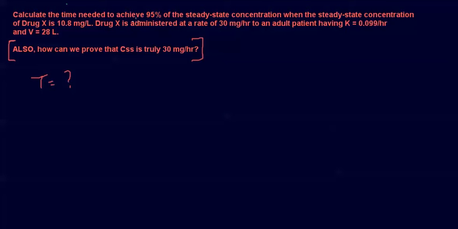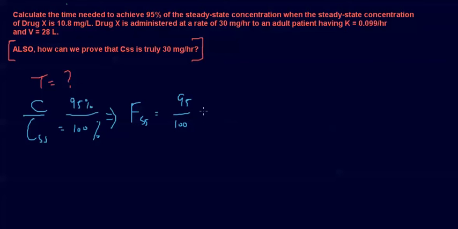Needed to achieve 95% of the steady state concentration. So 95% of the steady state concentration, right? So CSS we know is 100%. Now we want 95%, right? So C has to be 95%. So we can also say that FSS is equal to 95 over 100, which is 0.95. Okay, so we know that FSS is 0.95.